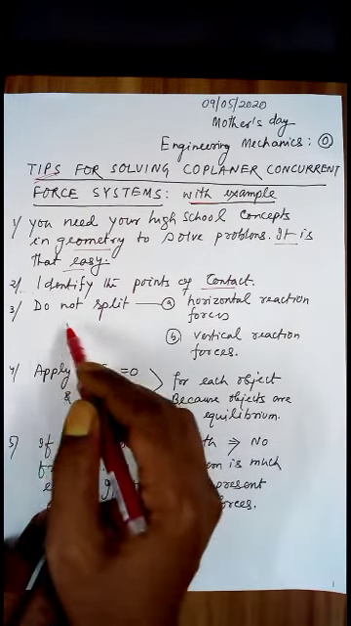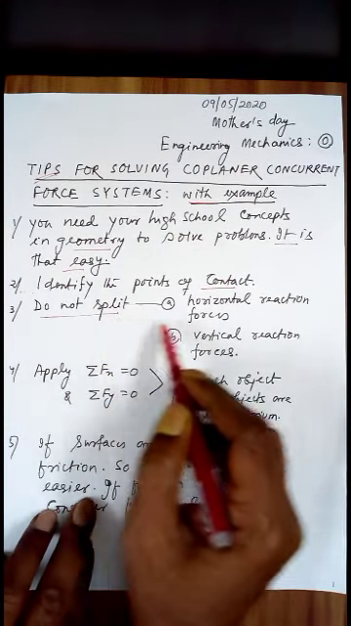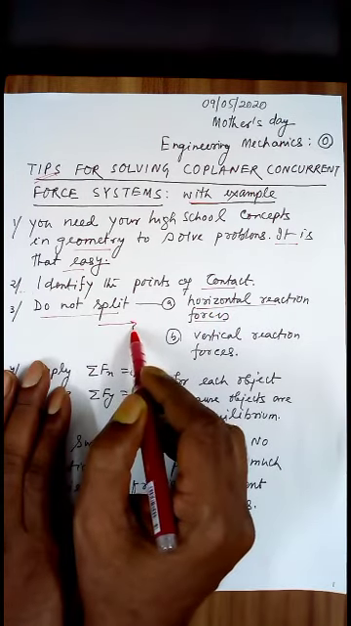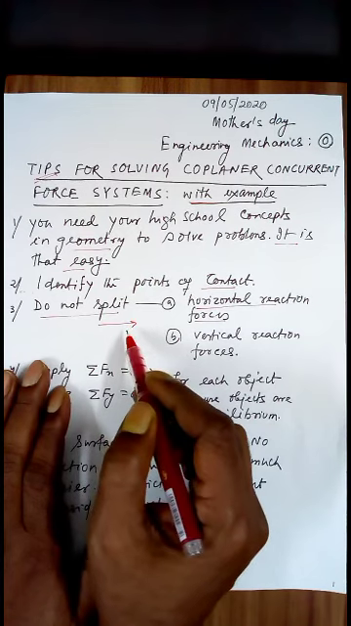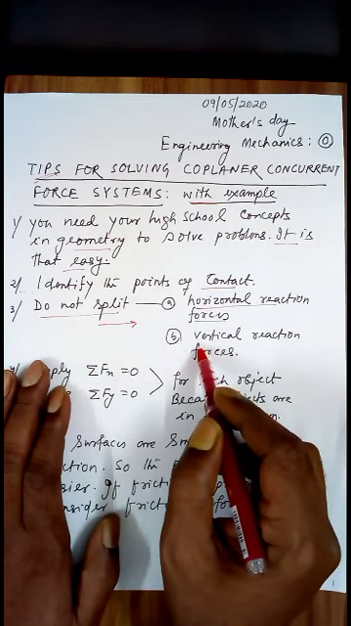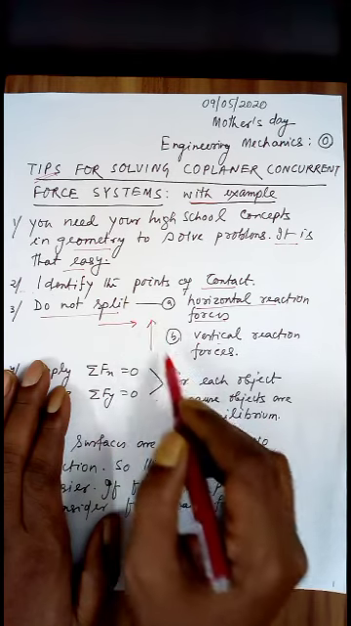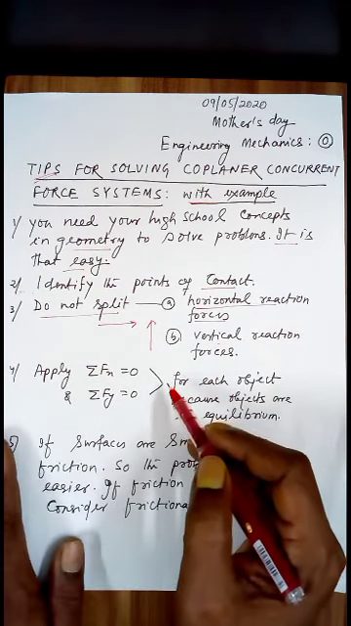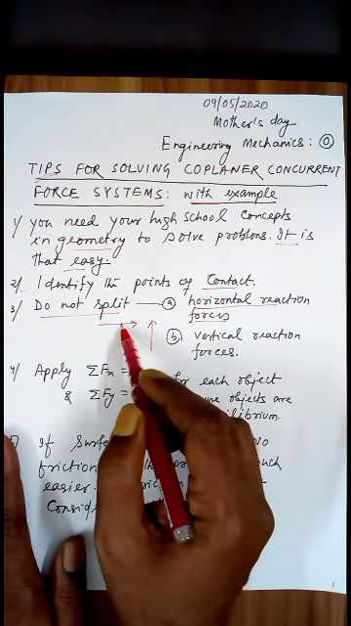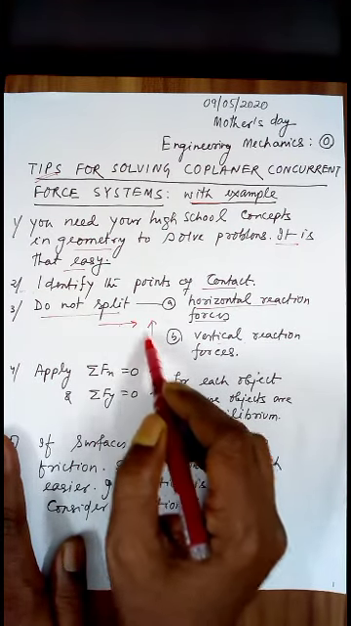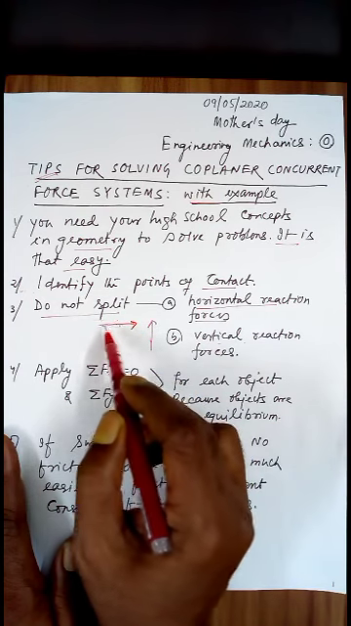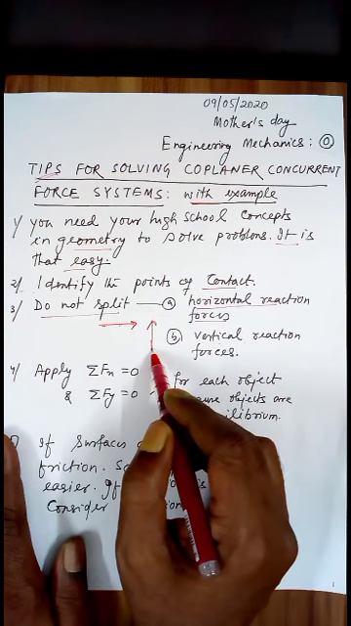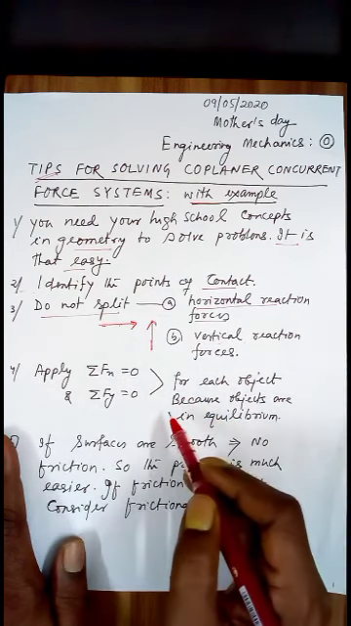Then number three, do not split a horizontal reaction force. If a force is horizontal, don't split it into rectangular components. And second, if a force is vertical like this, then also don't split it into horizontal and vertical components. Don't split this, as well as this. Since this is already horizontal, its vertical component is 0. Since it is already vertical, its horizontal component is 0, so no need to split it. I will explain in the next page.